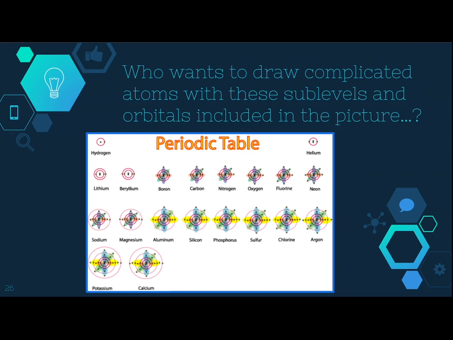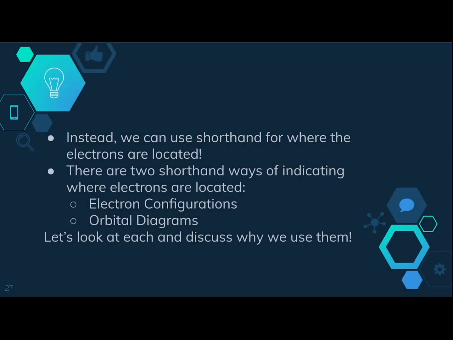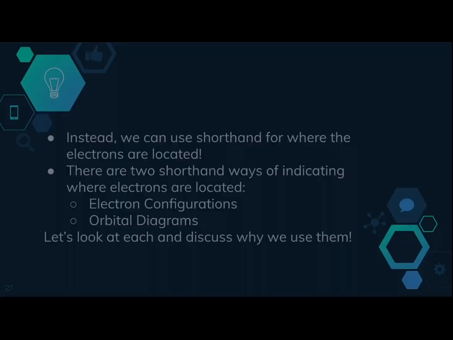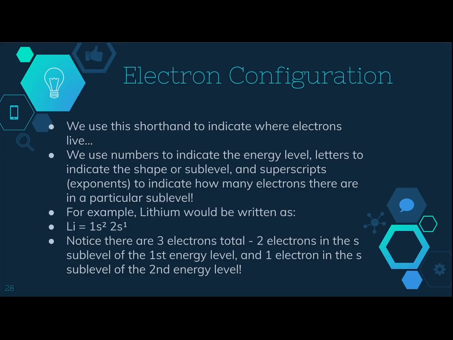So if we were to have to draw out all these orbitals, it would be really difficult and confusing, and it would look something like this, and it would take forever. So instead of doing that, we can use shorthand for where the electrons are located. There's 2 ways. We can do electron configuration, which you should have done last year, and you can do orbital diagrams.